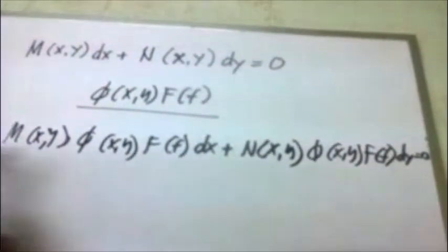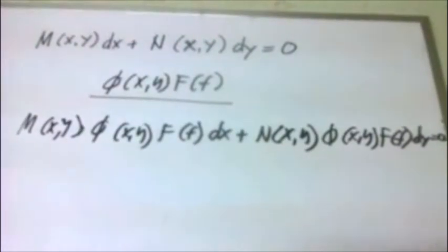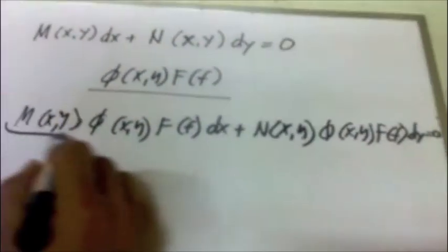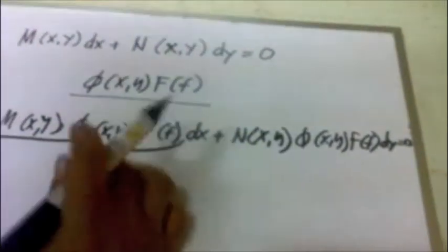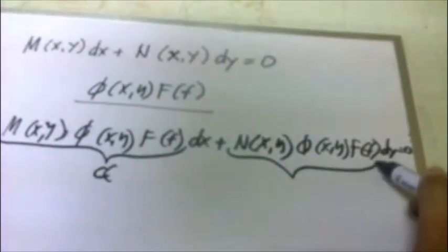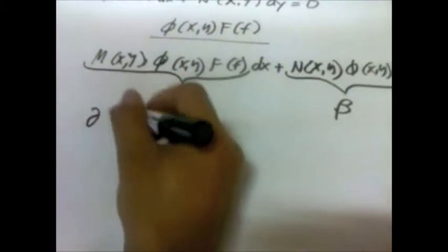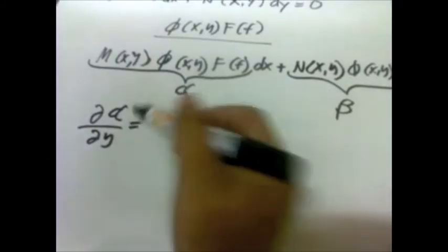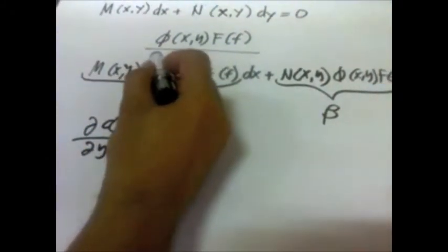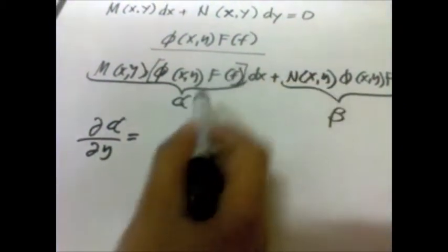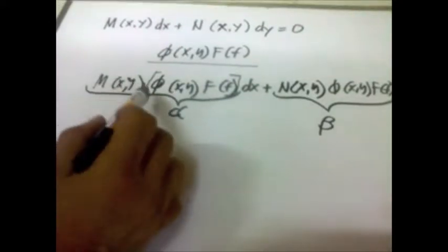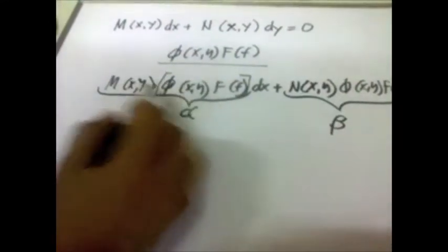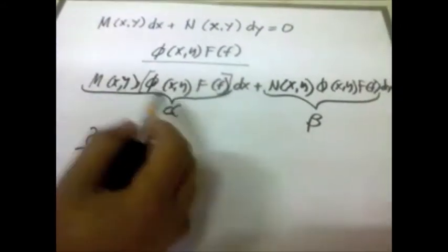Our equation is quite long, so let us assume that this term will be called alpha, and likewise this term will be called beta. Now let us show the partial derivative of alpha over the partial derivative of y. This time, let us first group these two functions, the function of phi and the function of f, so that we can easily find this term. Again, as we did earlier, the function of M and the group where phi belongs are both differentiable functions in terms of y, so we're going to use the product rule again.